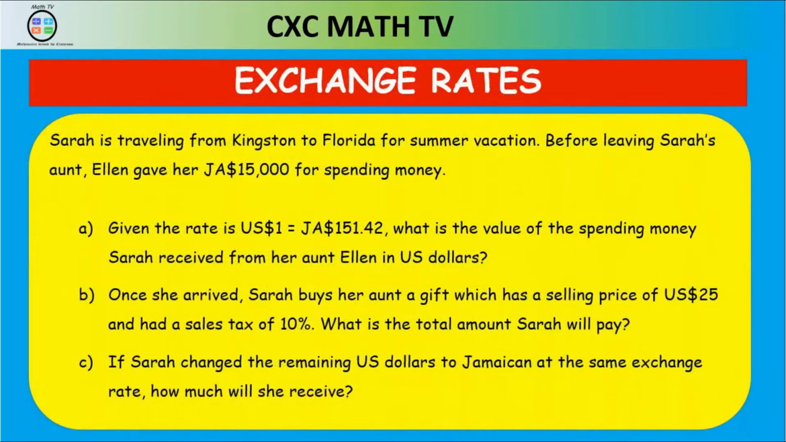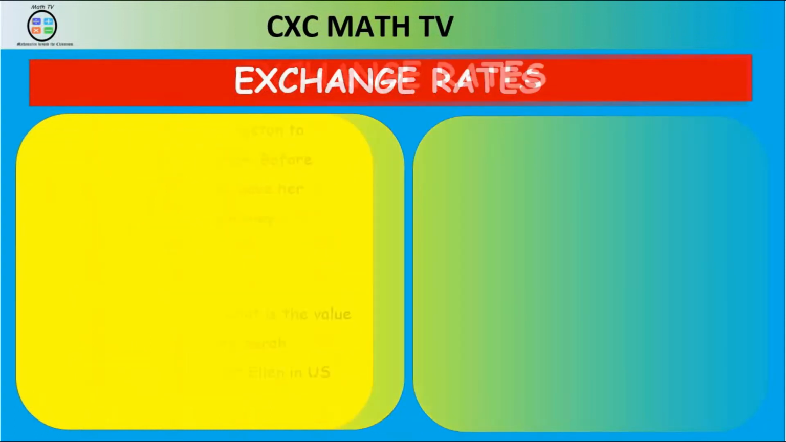So the best way to understand foreign exchange is to see it applied to a question. For example, this question says, Sarah is traveling from Kingston to Florida for a summer vacation. Before leaving, Sarah's aunt Ellen gave her Jamaican $15,000 for spending. Given the rate is US $1 is equivalent to Jamaican $151.42, what is the value of the spending money that Sarah received from her aunt Ellen in US dollars? And then of course we proceed to do part B and part C. So let us start by doing part A.